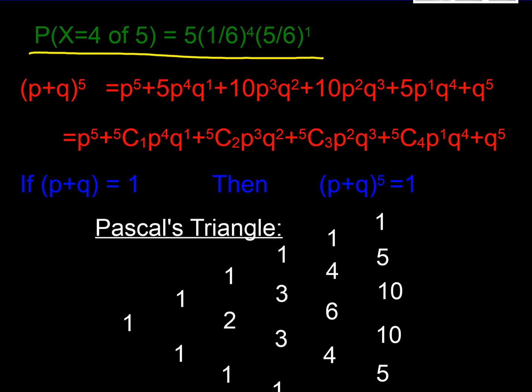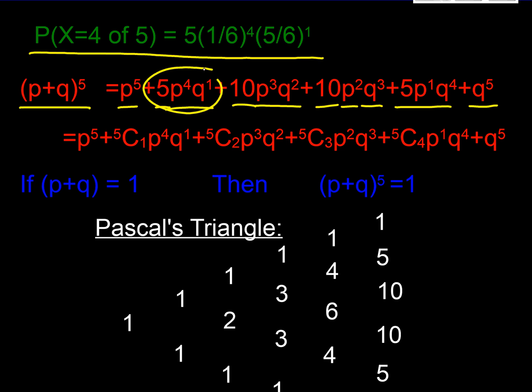Now let's start at the other end and expand a binomial of p plus q to the power 5. And we're going to get 6 terms. We're going to get our p to the 5 term. We're going to get 5 p to the 4 q to the 1, 10 p3 q2, 10 p2 q3, 5 p1 q4, and q to the 5.